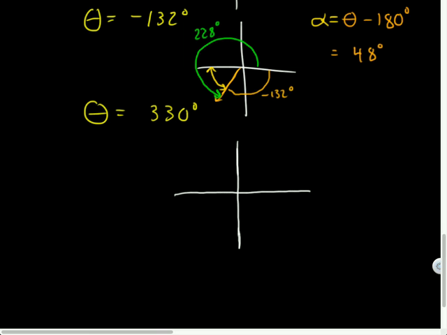Let's see, 330 degrees, what quadrant's that in? Oh, that's the one first. 4.